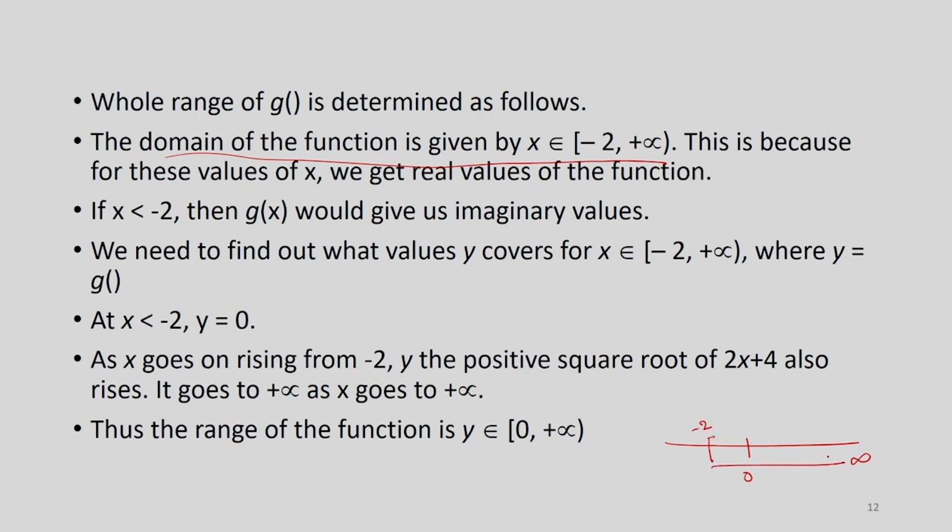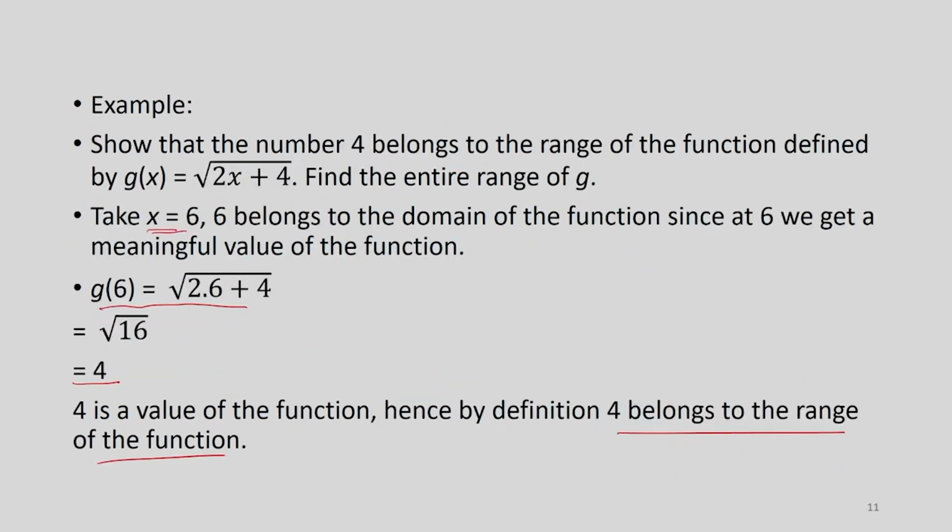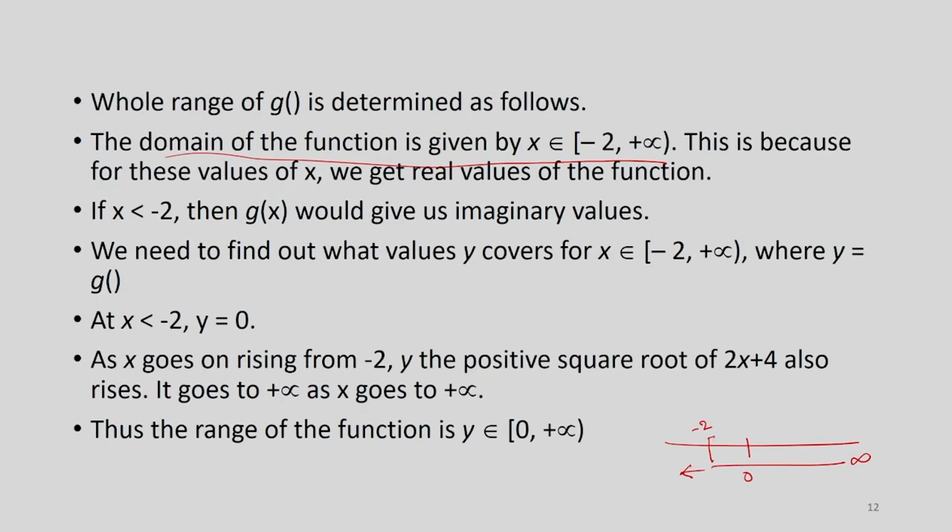So, you are talking about this, because if you go to the left of minus 2, you get negative values, right. So, at x is equal to minus 2, this will give you 0, right. If you reduce x further, then this expression becomes negative, which is not allowed. Therefore, the minimum value of x is minus 2, and it can go all the way up to plus infinity. So, this is the domain.